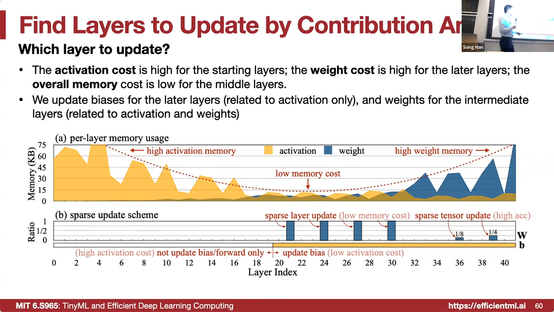So this is showing we are fine-tuning a quarter of this layer, 1/8 of this layer, and 100% for these four layers. Across all these layers, we're just fine-tuning these six layers. And for the bias, we update everything until here. So this is from the systems perspective: what is the cost of updating the activation versus the weight? And the conclusion is that those middle layers are really cost efficient for CNN models.